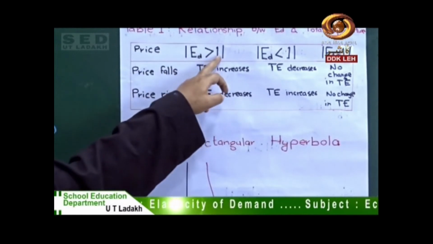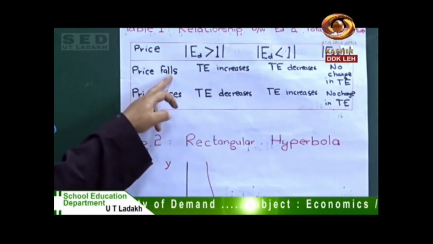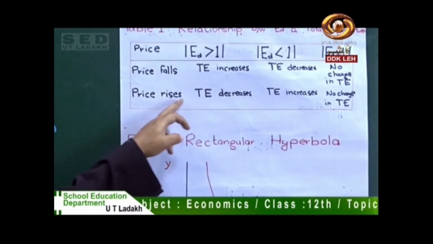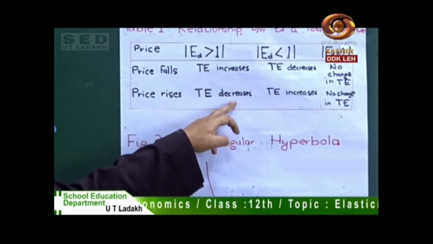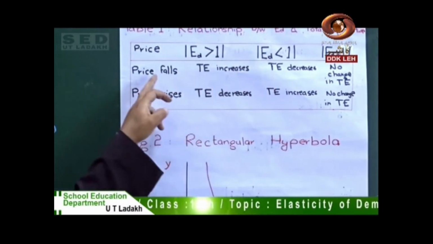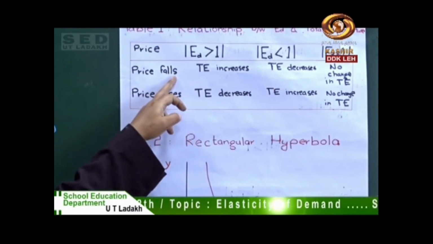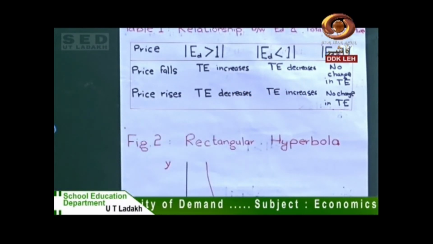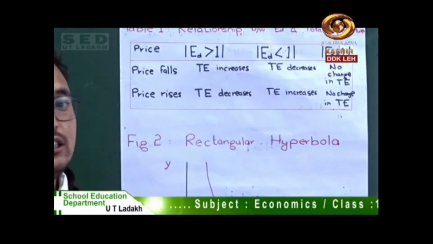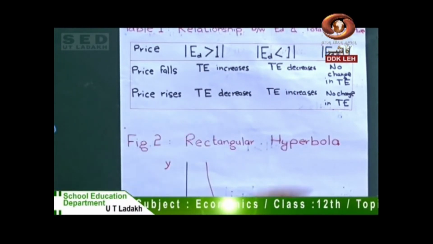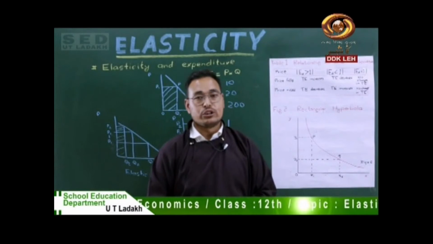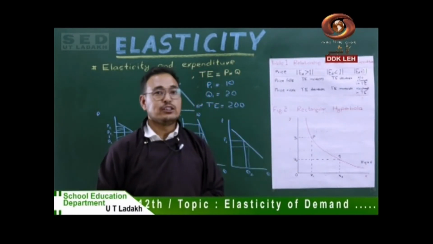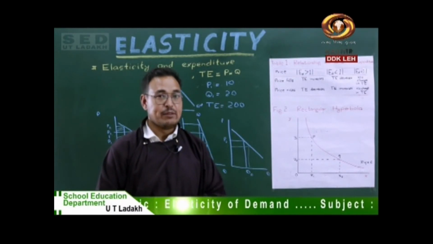So in case of an elastic demand curve, whenever there is a fall in price, total expenditure increases, and whenever price increases, your total expenditure decreases. While in case of inelastic demand curve, whenever price falls, your total expenditure decreases, or they move in opposite directions. While in the case of a unitary elastic demand curve, there will be no change in your total expenditure. Now we can also have a case of a constant elasticity demand curve.